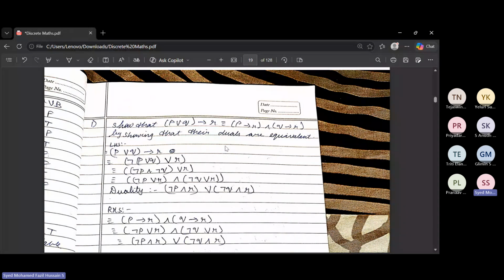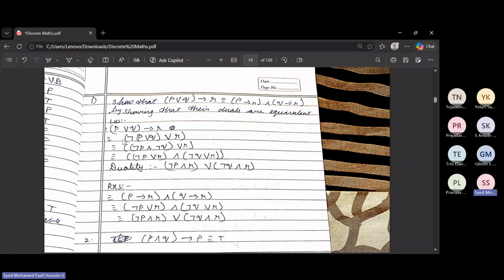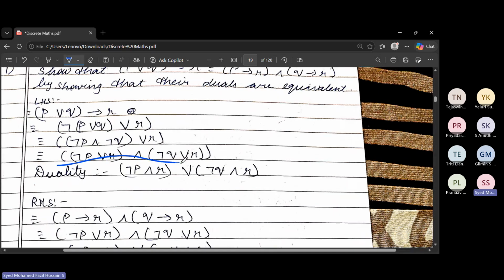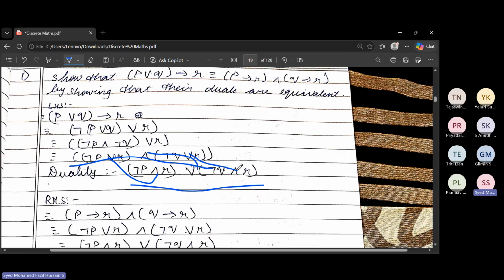Okay, so we first expand P or Q then R. As you can see, this is the statement that we get from it, and we just take the dual. That is, we just change the or with and, and the and with or.